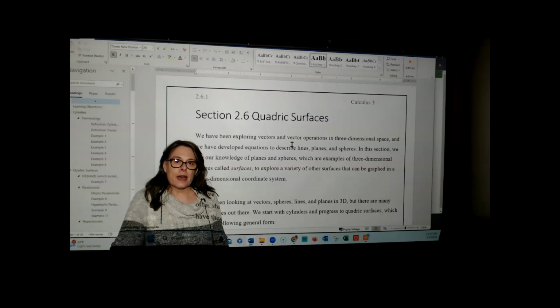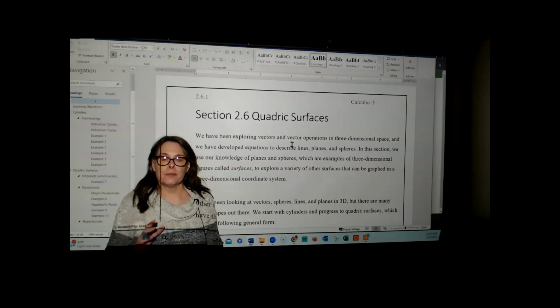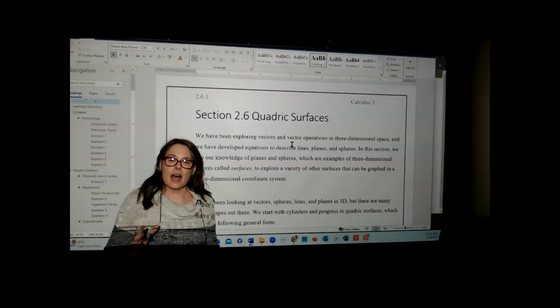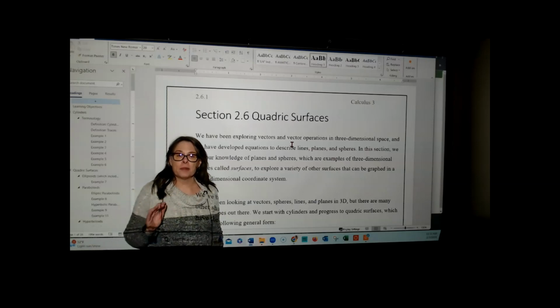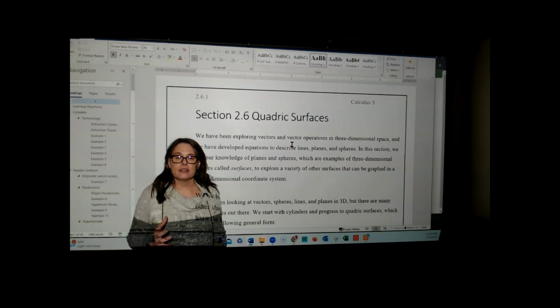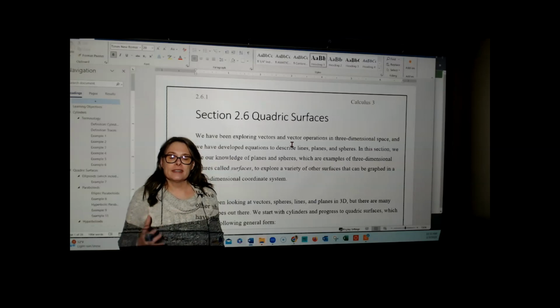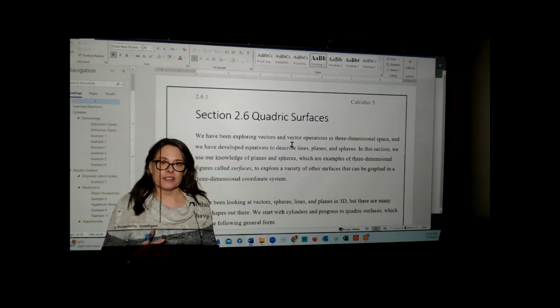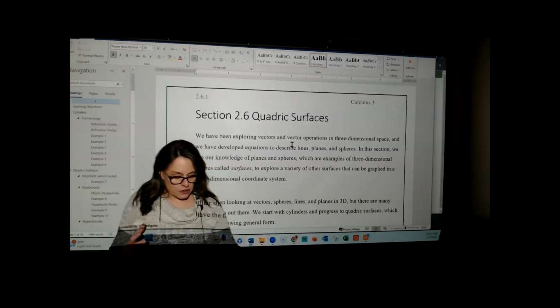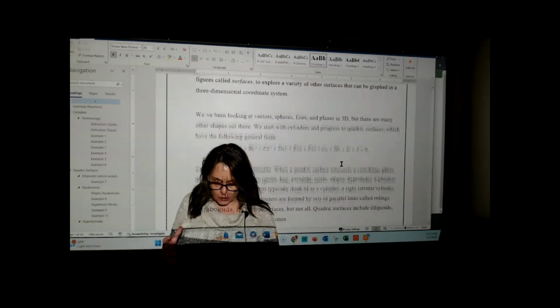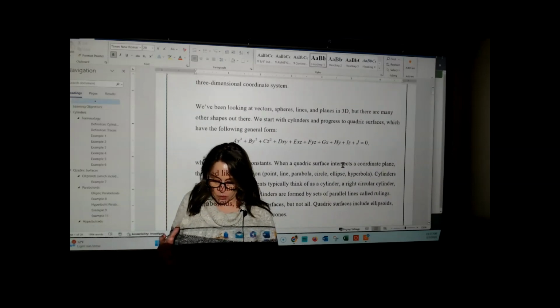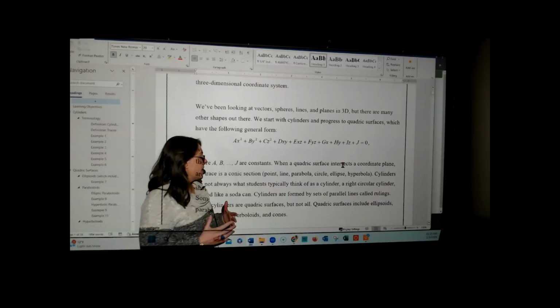What we want to talk about here are different types of shapes that can occur in 3 dimensions. Now, we've talked about lines and vectors, we've talked about planes, and we also talked about equations for spheres. We want to extend our repertoire of different 3-dimensional surfaces to include what are known as cylinders and quadric surfaces. Now, cylinders are things that are created by what are called rulings. Rulings are sets of parallel lines.